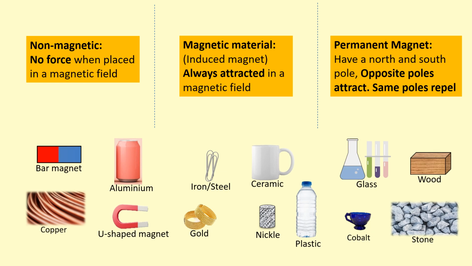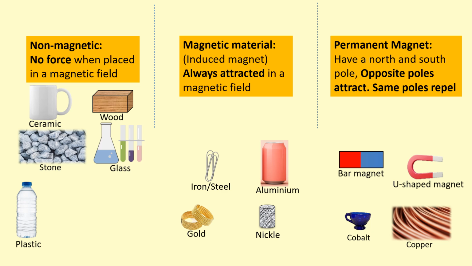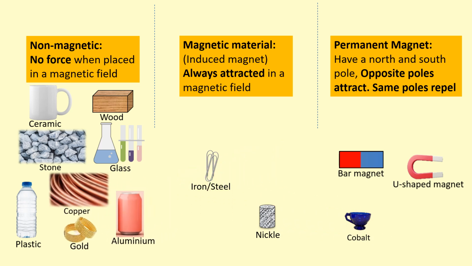Let's start with the easy stuff. So all these materials over here, ceramic, wood, stone, glass, plastics, they're non-metals and they don't feel any force when you put them near a magnet. But there's also quite a lot of metals that go into this group. For example, gold, copper, aluminium, also silver. Now, people might be surprised by this. That's because a lot of metals that we come across nowadays, we might have a bit of iron in them, which makes them magnetic. But most metals are actually non-magnetic and they don't experience any force.